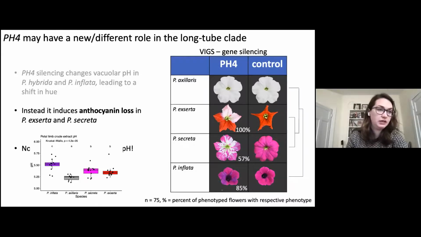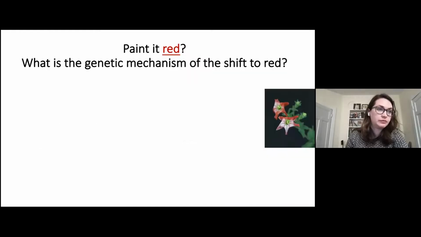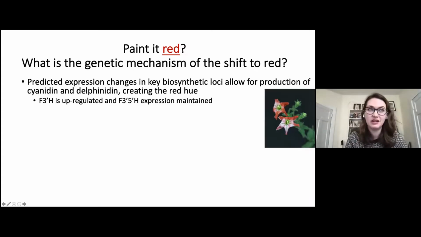And this is just to show the petal pH. Okay, so concluding remarks about Petunia exserta. What is the genetic mechanism of the shift to red in Petunia exserta? So first, predicted expression changes in the hydroxylating genes allow for the production of cyanidin and delphinidin, which together allow for a redder hue, more than purple.